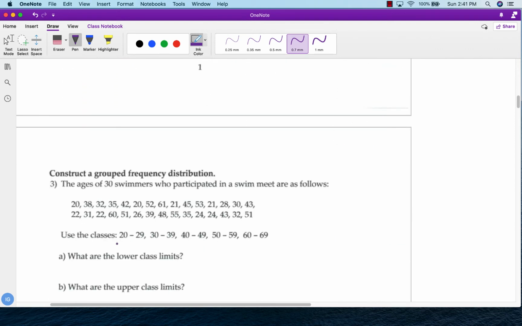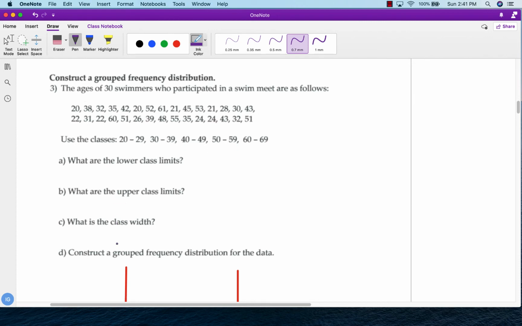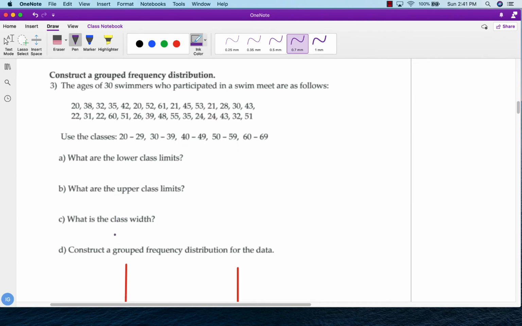Let's move on to the next one. Okay, so here we have to construct a group frequency distribution. Here we have the ages of 30 swimmers who participated in the swim meet are the following. So these are the ages right here. All this and all this.